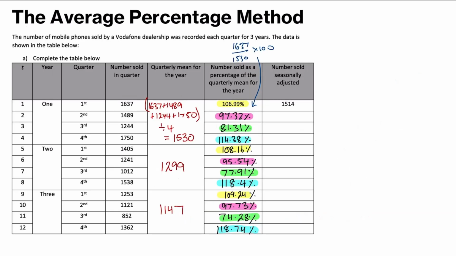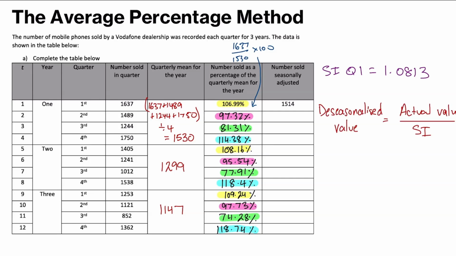Now let's talk about what we do with the seasonal index once we know what it is. For example, the seasonal index for quarter 1 using the average percentage method was 1.0813. We're going to use this figure to seasonally adjust the sales figures for the first quarter of each year. This is also known as deseasonalising. The formula that we're going to use to find the deseasonalized or the seasonally adjusted value is to take the actual value and then divide it by the seasonal index.